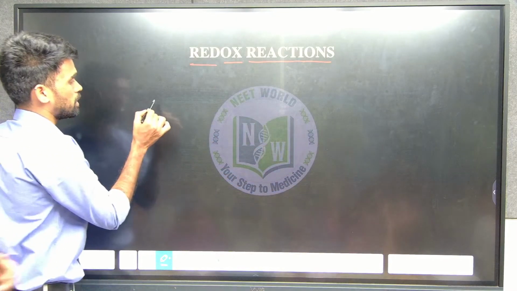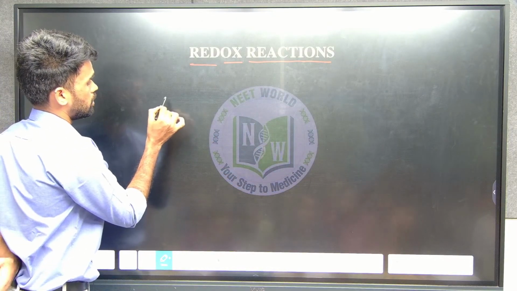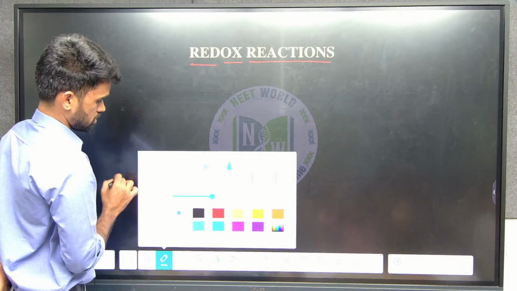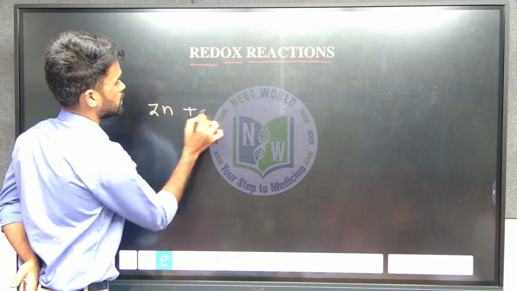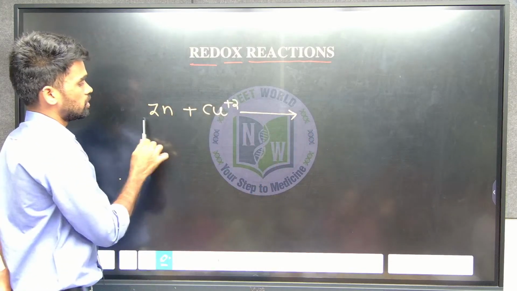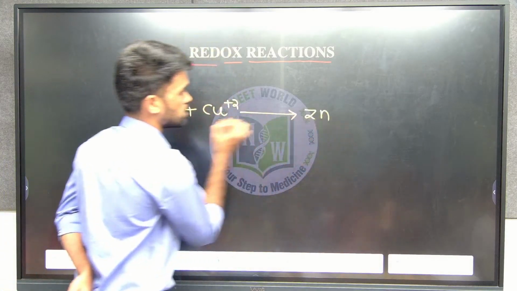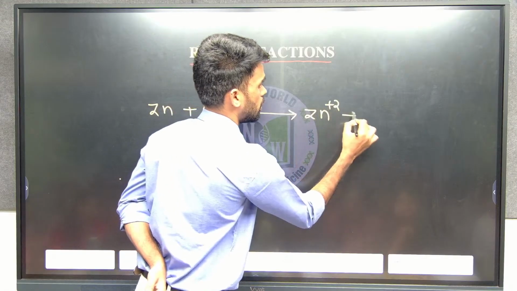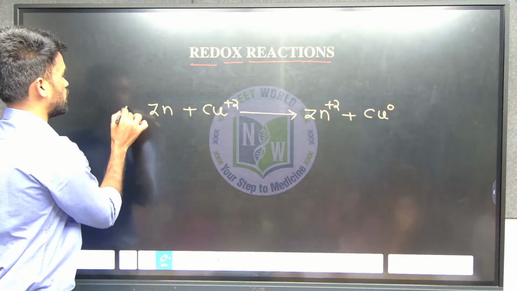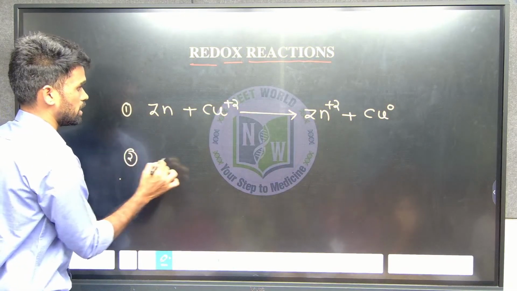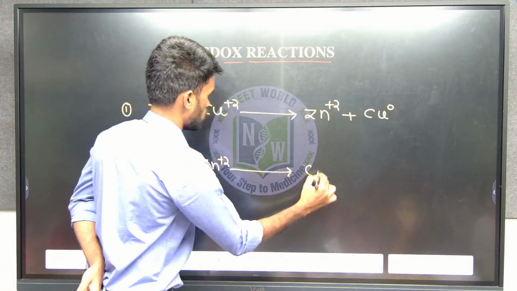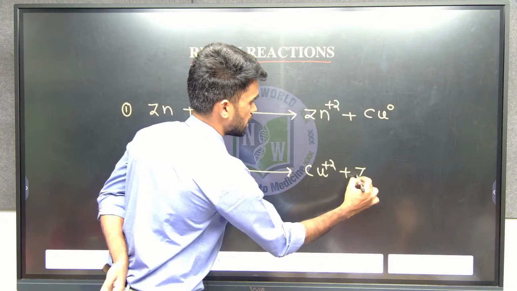For example, in a simple chemical reaction you can write zinc reacting with copper plus 2 ions. Now what happens here? Zinc loses electrons and becomes plus 2, and copper gains the 2 electrons and becomes 0. I am writing this as one reaction, and the second possible way I am writing is copper plus Zn plus 2 giving rise to copper plus 2 plus Zn.